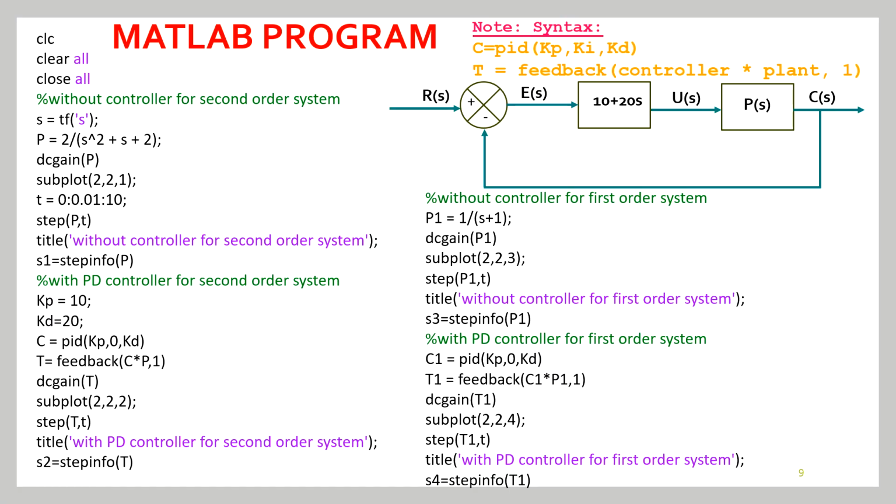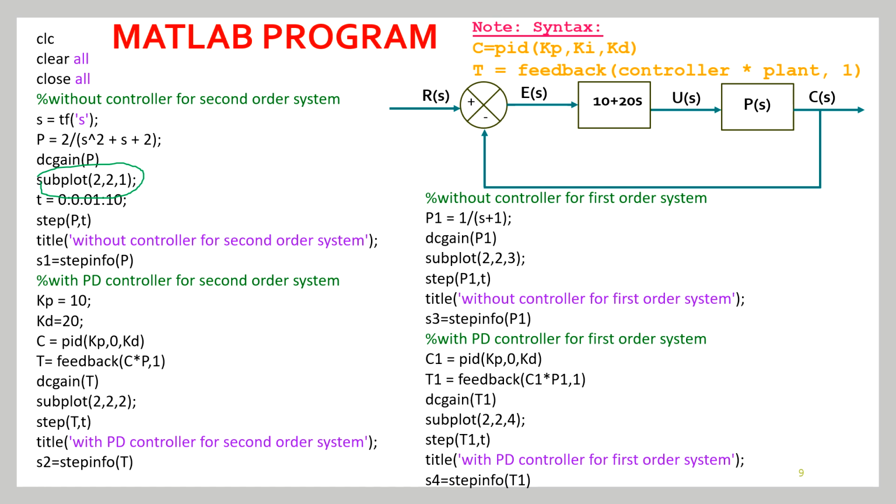Let us verify the concepts we had discussed with MATLAB outputs. Here I'm interested in printing 4 outputs. So I have used the command subplot of 2, 2, 1. It means 2 rows, 2 columns, and in the first position I'm going to print the output of a normal second order system without any added controller. In the second case, I'm using a proportional derivative controller, applying it to the second order system.